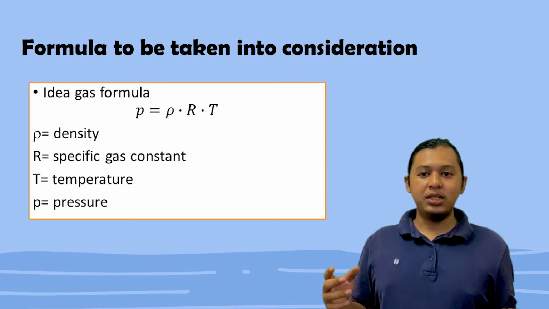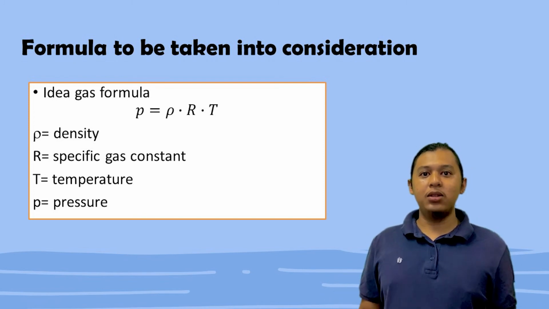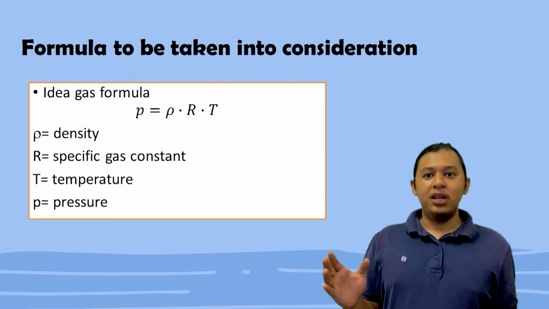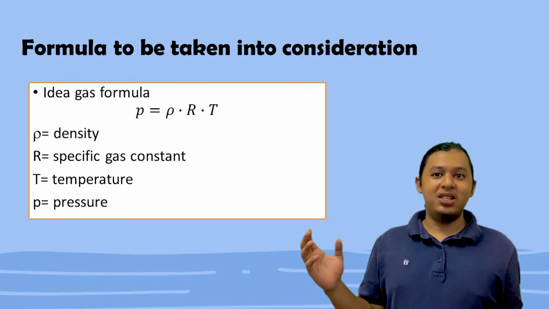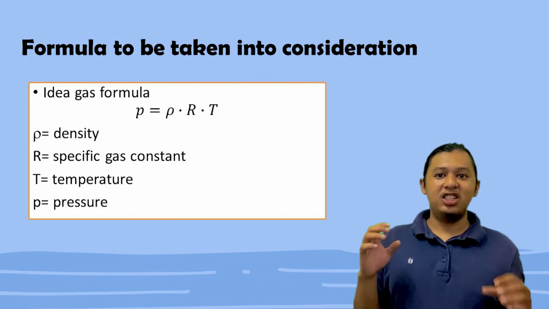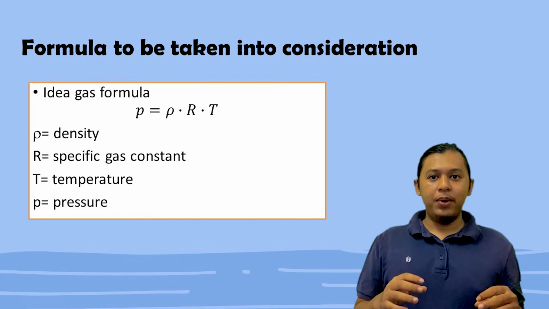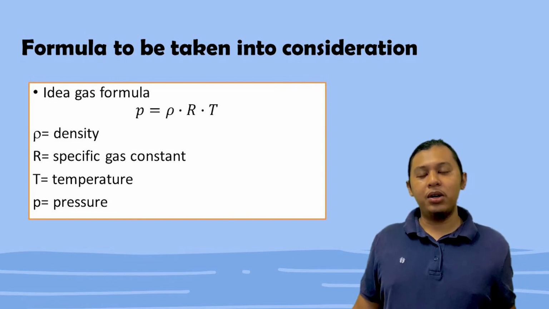And next, I would like to tell a formula that needs to be taken into consideration, which is the ideal gas formula, where P stands for pressure, P equals rho R T. Rho is density, R is the specific gas constant, which can be found in the property table, and T is the temperature. Okay, that's all from me.